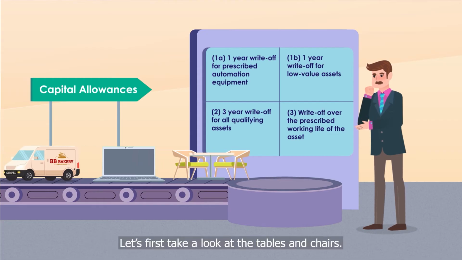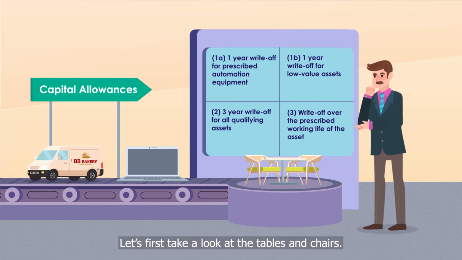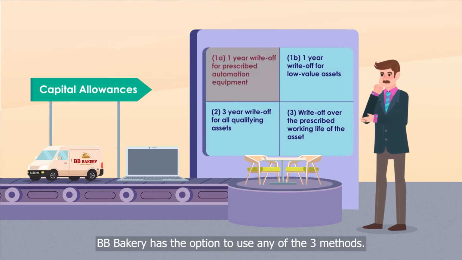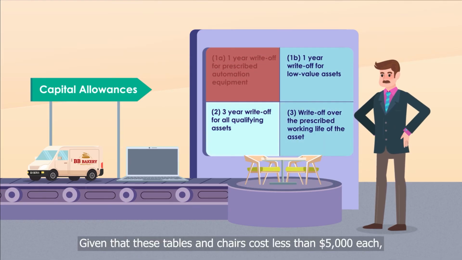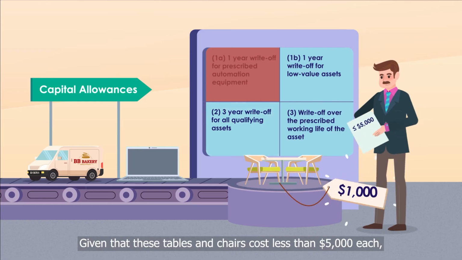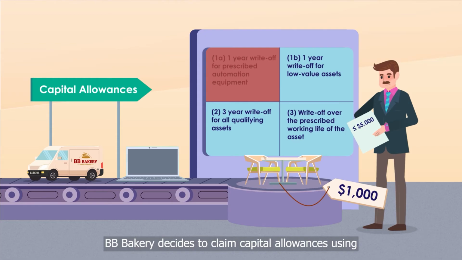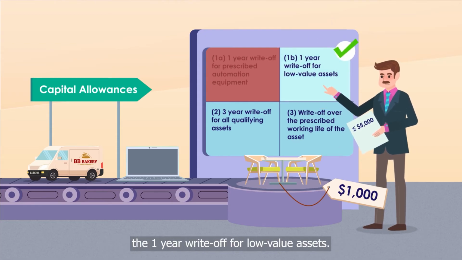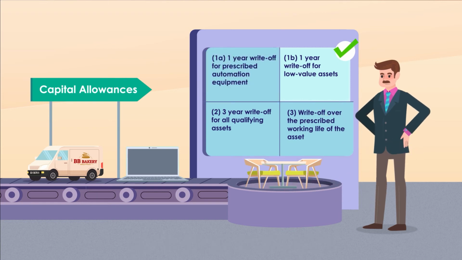Let's first take a look at the tables and chairs. BB Bakery has the option to use any of the 3 methods. Given that these tables and chairs cost less than $5,000 each, BB Bakery decides to claim capital allowances using the 1-year write-off for low-value assets.